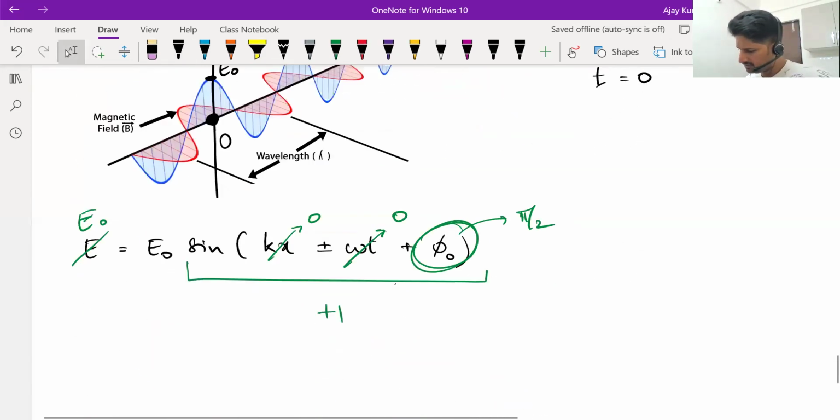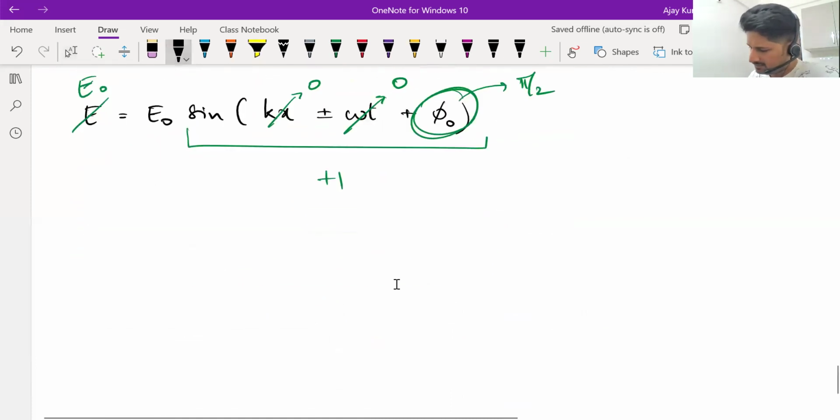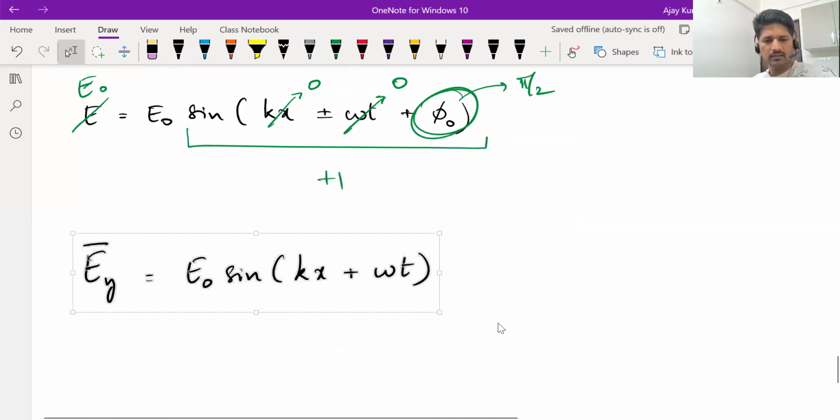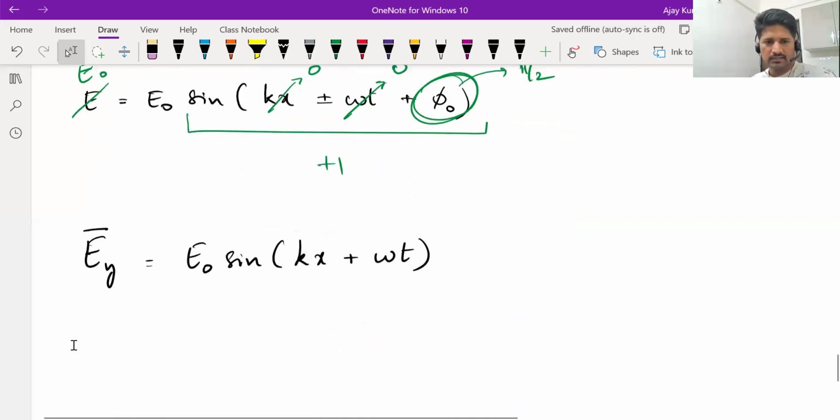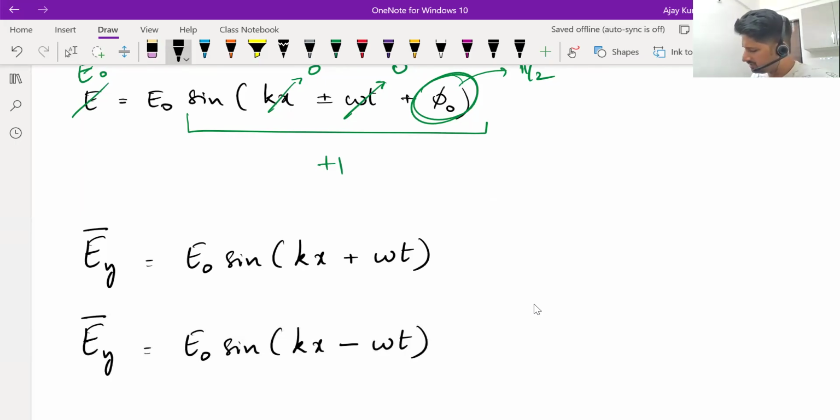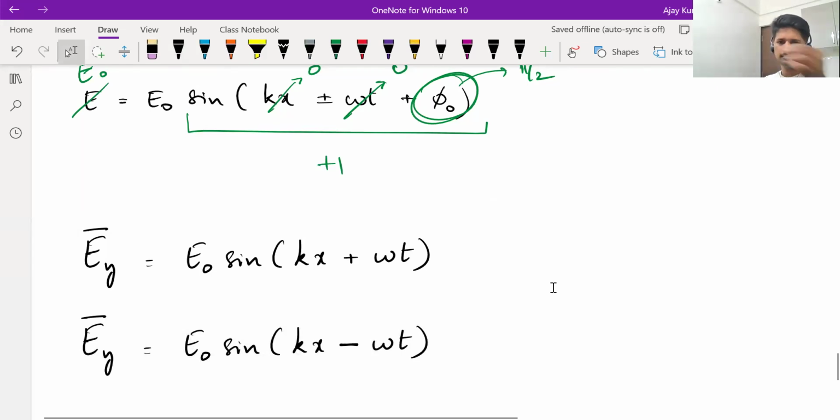Fine. So I said we'll discuss that plus minus also. Suppose the electric field, which is in the y direction, is represented like this: E naught sine of kx plus omega t. And in another case, let's say the electric field is represented as E naught sine of kx minus omega t. Can one of you tell me what's the difference between these two equations or these two waves? The first equation travels along the negative x direction and the second one along positive x.